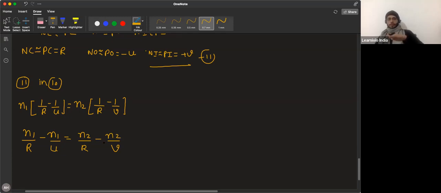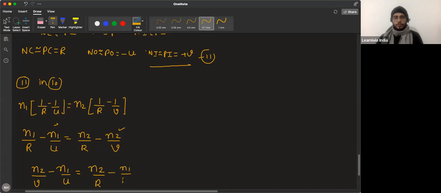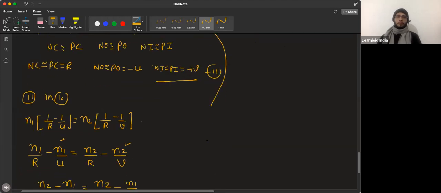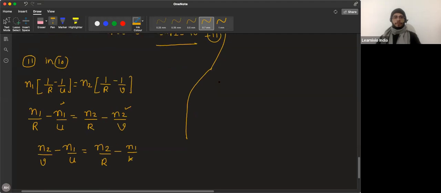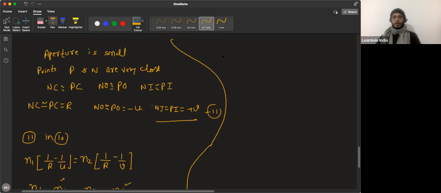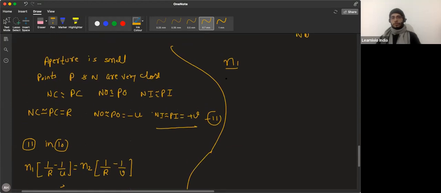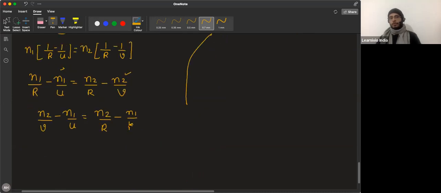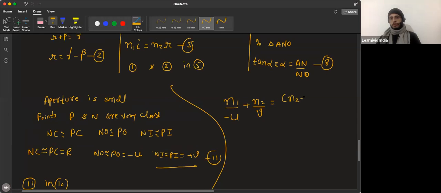We can do one thing, we can put the terms having u and v to the left hand side and terms having R to the right hand side. So when I take this to the left hand side, we'll get N2 by V minus N1 by U is equal to N2 by R minus N1 by R. So you can write this thing as N1 over minus u plus N2 by v. You can take R common from these two terms. So it's N2 minus N1. This is the required relation.